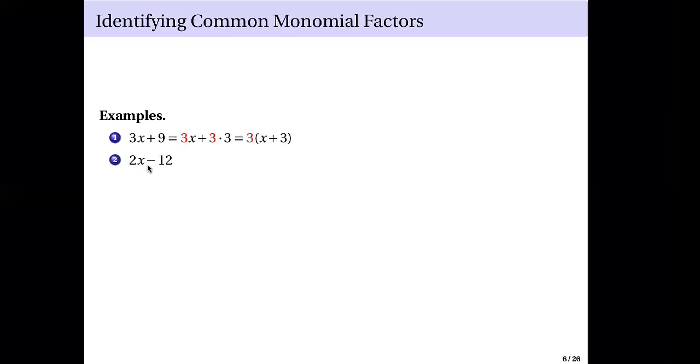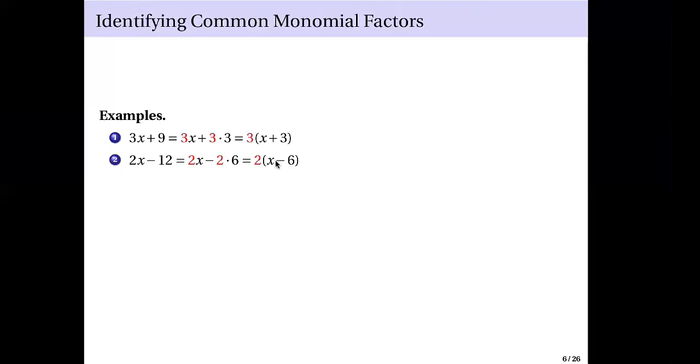Next, you have 2x minus 12. So 2 and 12 have a common factor. 2 is actually a common factor. So in here, you can write 2x minus 12 as 2 times x minus 2 times 6. So 2 is a common factor, and therefore, we can factor out that 2 so that 2x minus 12 can be written as 2 times x minus 6.